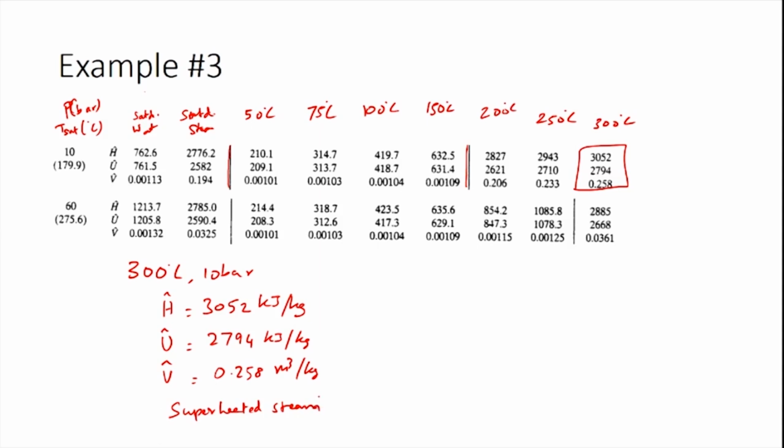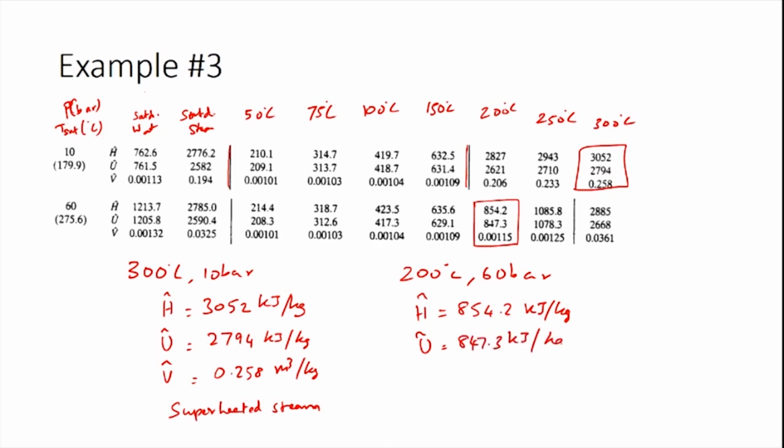So, the other condition was 200 degrees Celsius and 60 bar. This is the 60 bar column and we are trying to find the information for 200 degrees Celsius, which is here. So, we have H cap value as 854.2 kilojoules per kilogram, U cap value as 847.3 kilojoules per kilogram, and V cap value as 0.00115 meter cube per kilogram.